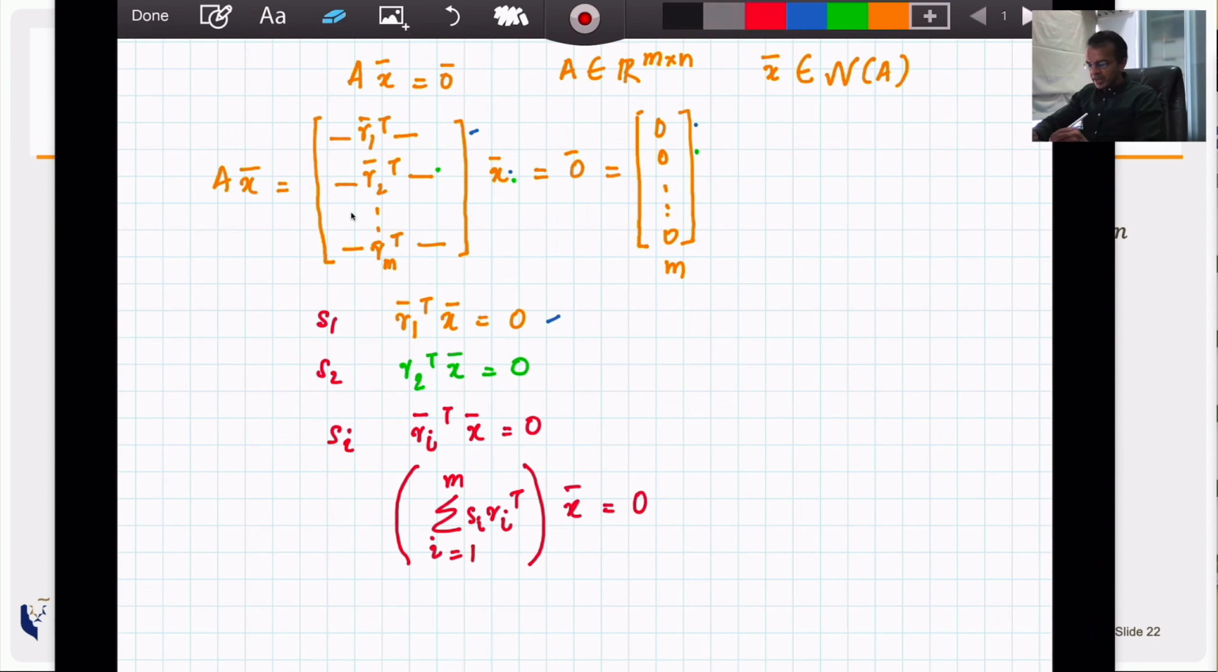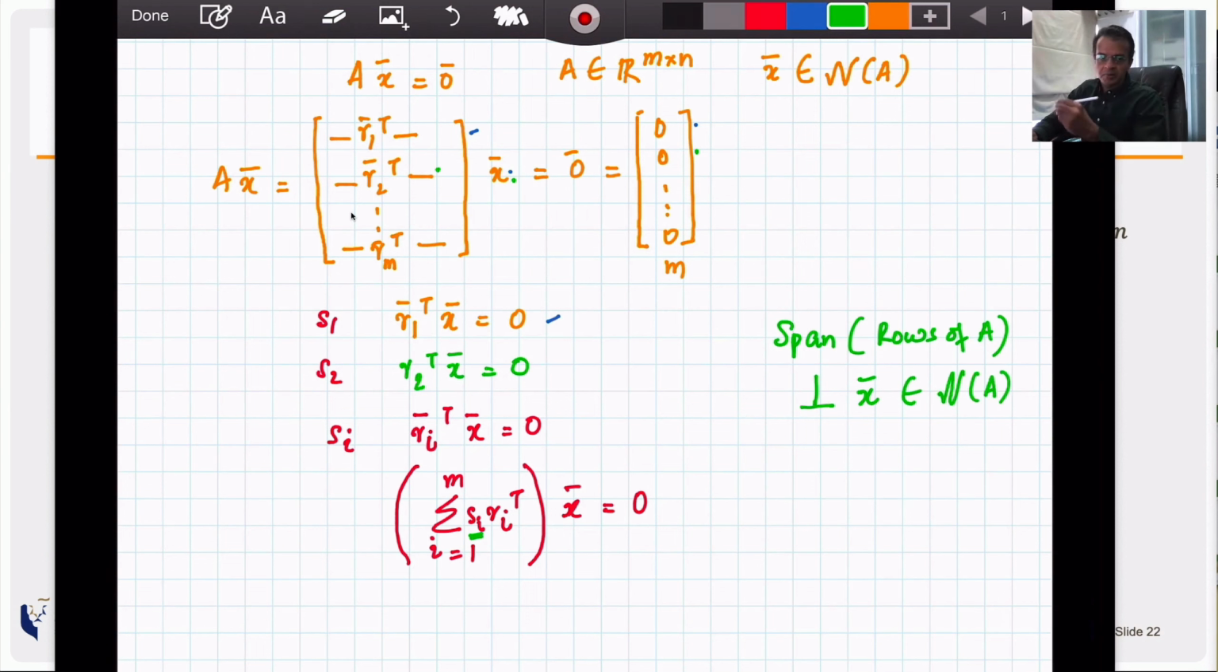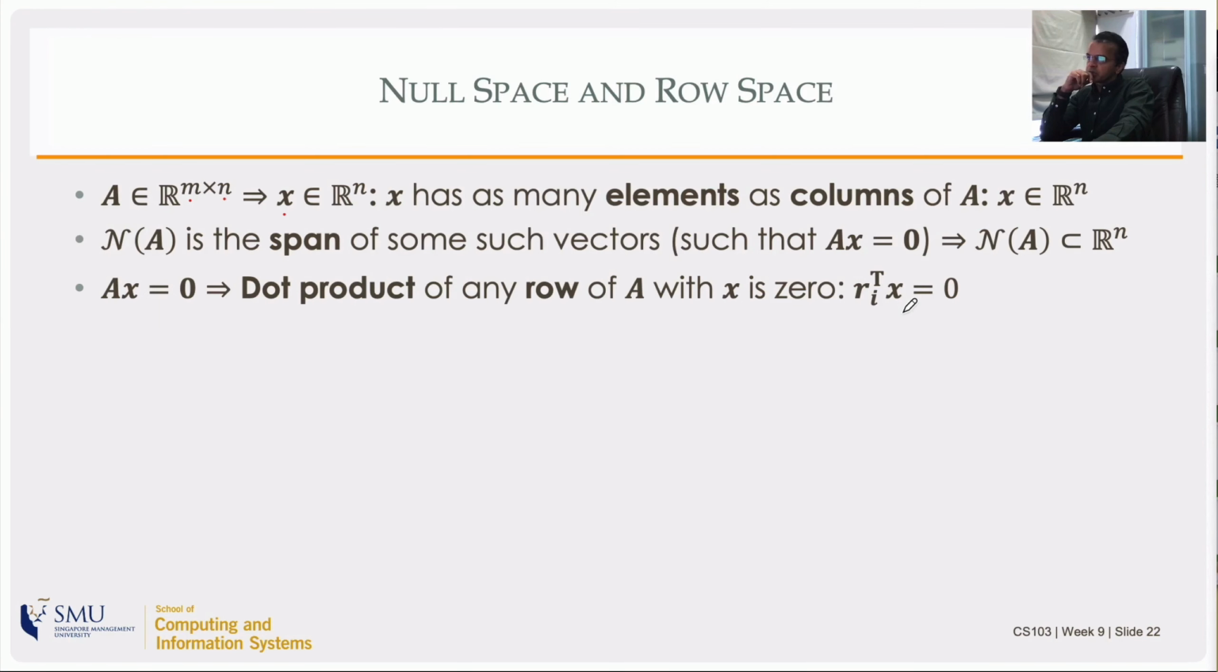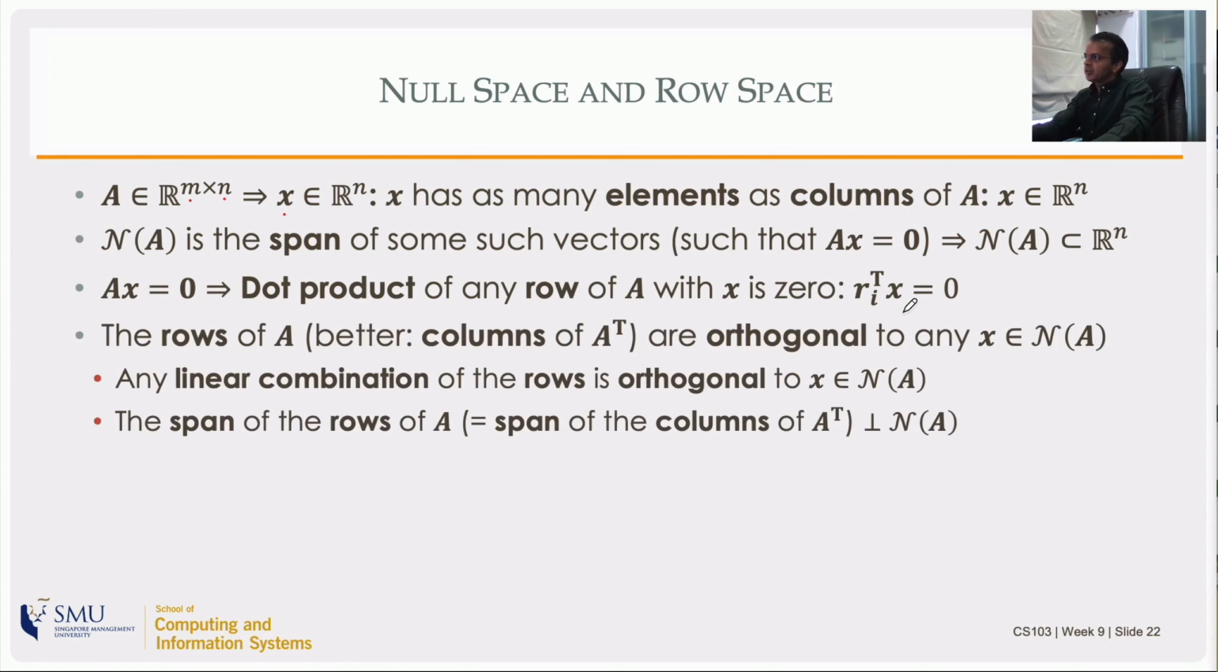So X is orthogonal to all possible linear combinations of the rows of A. My Si here can be any number. That would be the span of the rows of A, and it would be orthogonal to my X vector if X is a member of the null space of A. Now the span of the rows of A, the set of all linear combinations, I'm going to call the row space of A, and that is perpendicular to the null space. So that's what I'm trying to say here. Ri transpose times X is 0, and then all linear combinations will also give me 0.